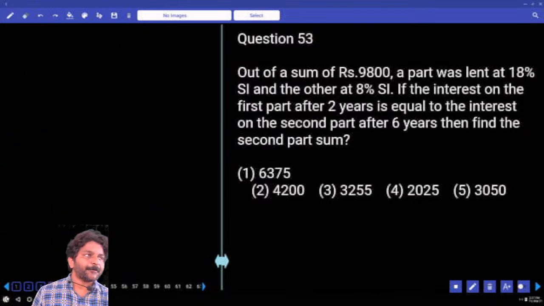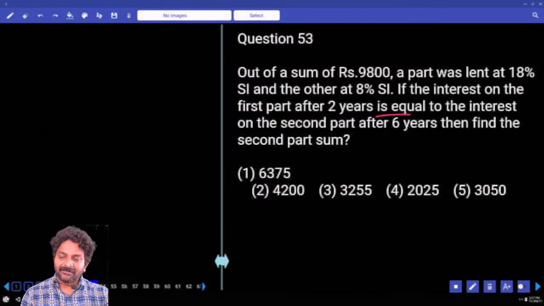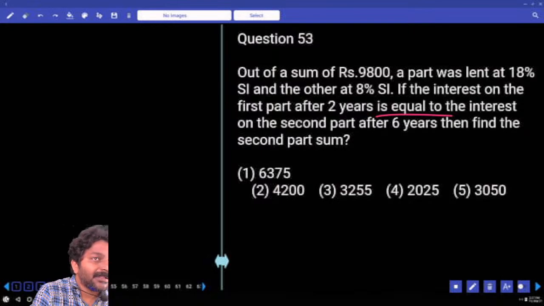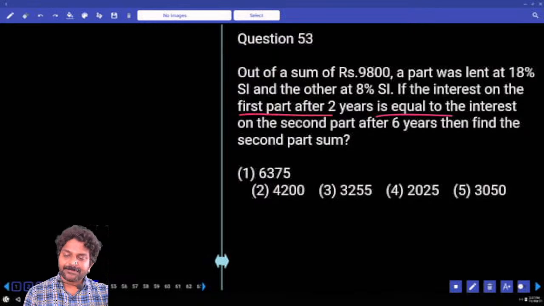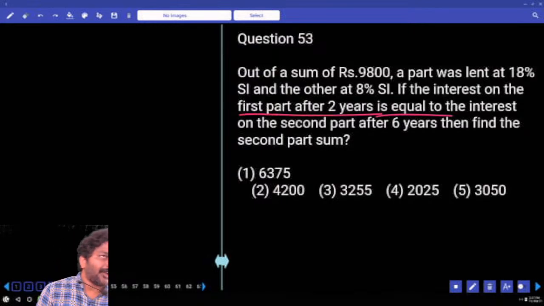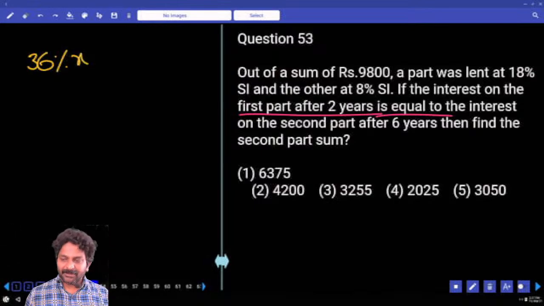Okay, right. So they said something is equal. What is equal? Interest or amount? Interest. First part is given for 2 years. On the first part, what is the rate of interest offered? And for 2 years? 36% of X is the interest obtained from the first part.